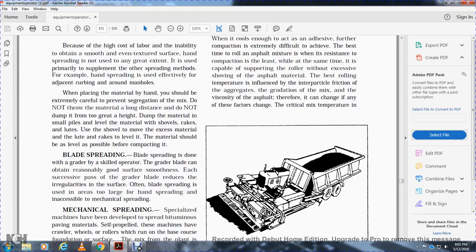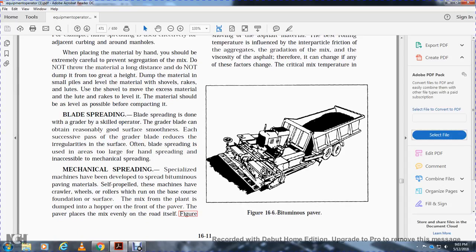All right, blade spreading. Blade spreading is done with a grader and a skilled operator. The grader can produce a reasonably good surface and smoothness. Each successive pass of the blade reduces the irregularity of the surface. Blade spreading is often used in areas too large for hand spreading and inaccessible to mechanical spreading.